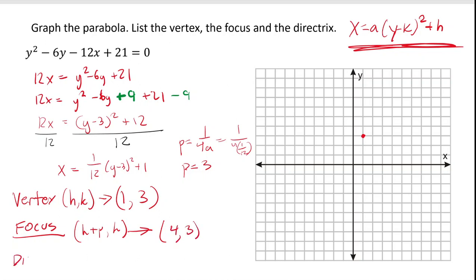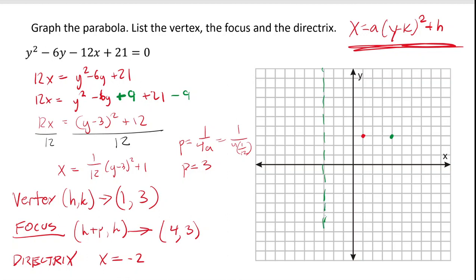And then the directrix line, because we added p to h, we're going to subtract p from h. So we're going to get the directrix line of x, because it's vertical, is equal to -2. So let's put that on the graph. We had our focus at (4, 3), so right here. Our directrix line is going to be a vertical line at x equals -2. So something like this.